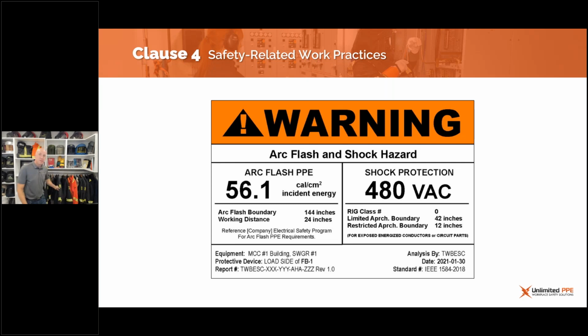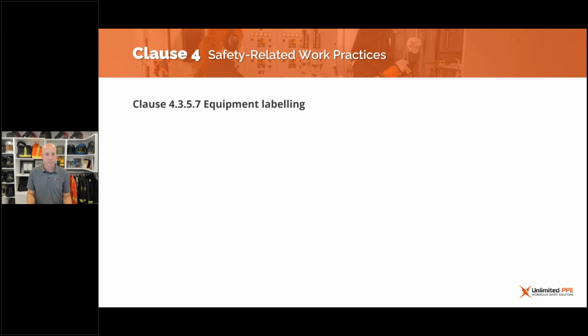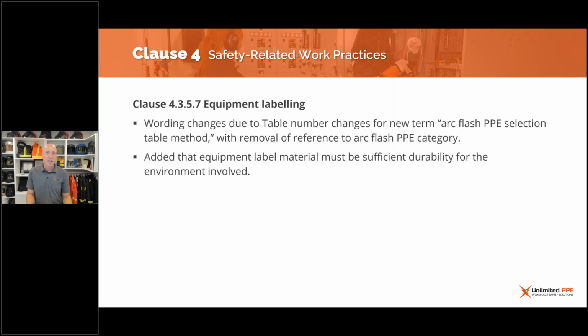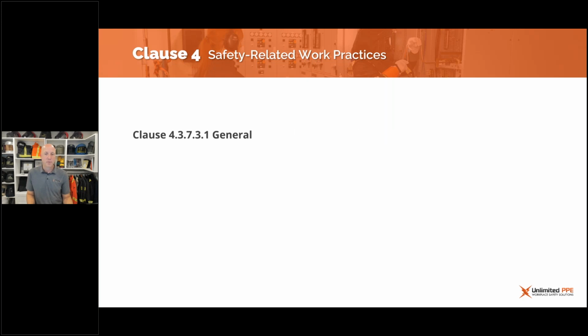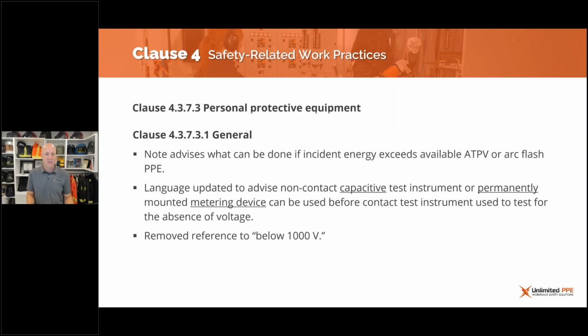I could also use a higher ARC rating. I could use a 100 calorie suit, or I could even use a 140 calorie suit. We made a change in labeling to ensure that if you are labeling outside, that the equipment label is made of a material that is sufficiently durable for the environment. We don't want labels to be blank when you need to go and look at them and access the information necessary.